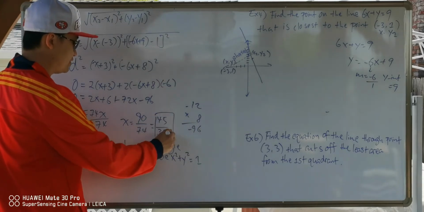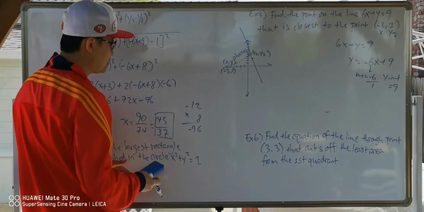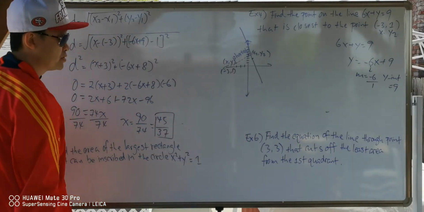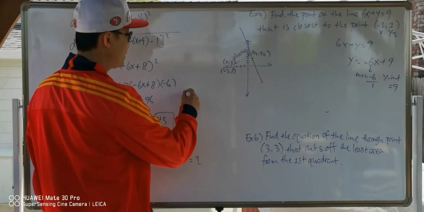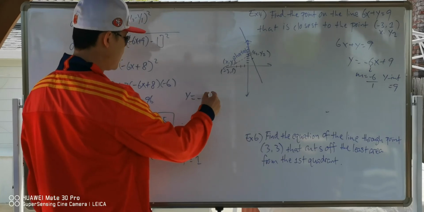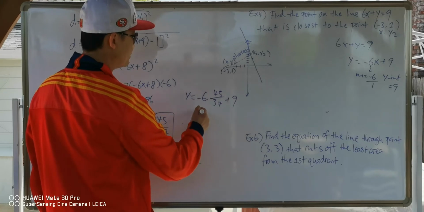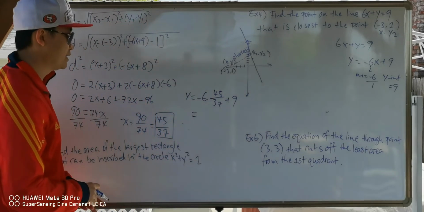So that just gives you the x value. In order to find the y value, all you need to do is plug the number back into the auxiliary equation. So we have y equals negative 6 times 45 over 37 plus 9. Okay, so you just want to find out what that is.